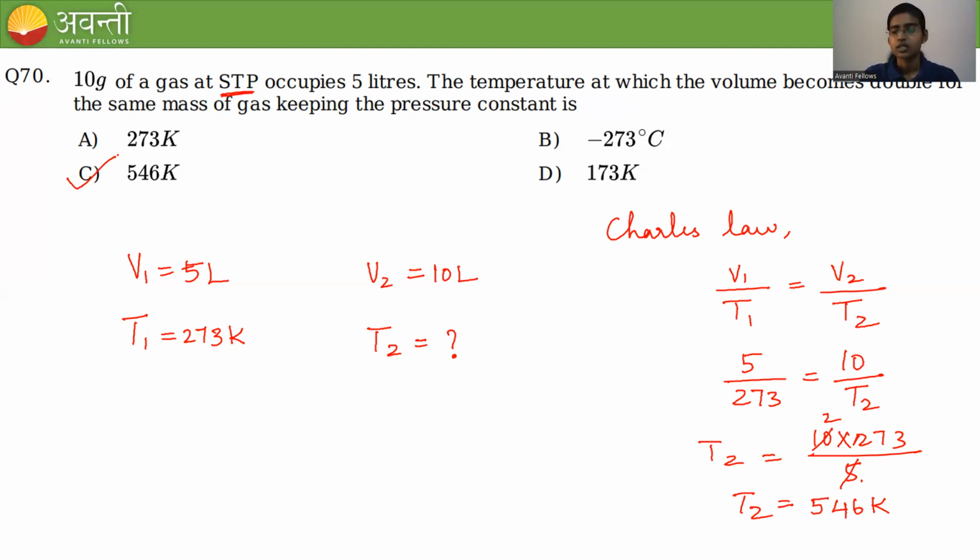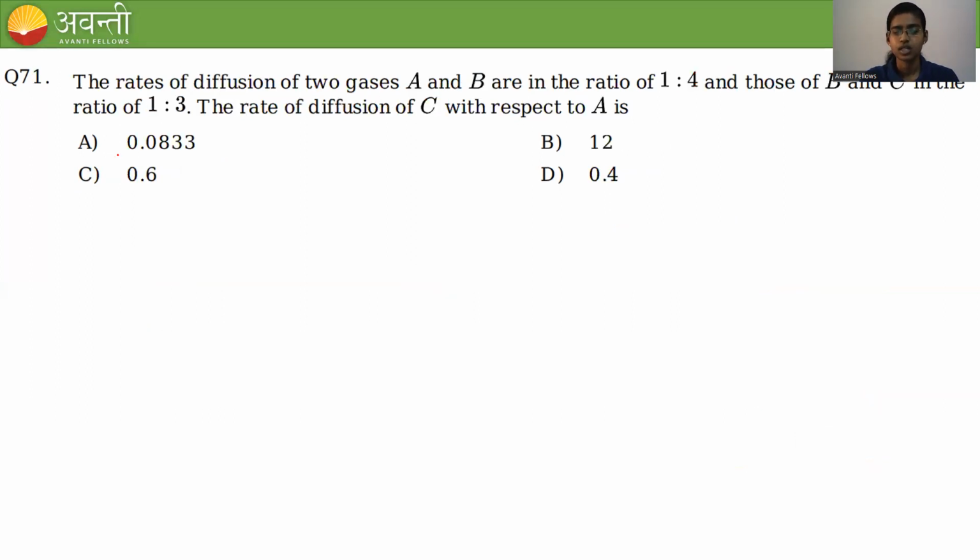Now let's move on to the next question. It is question number 71. The rates of diffusion of two gases A and B are in the ratio of 1:4, and those of B and C in the ratio of 1:3. The rates of diffusion of C with respect to A is. What they have given? RA by RB is equal to 1 by 4. What is next? RB by RC is equal to 1:3, so it is 1 by 3.